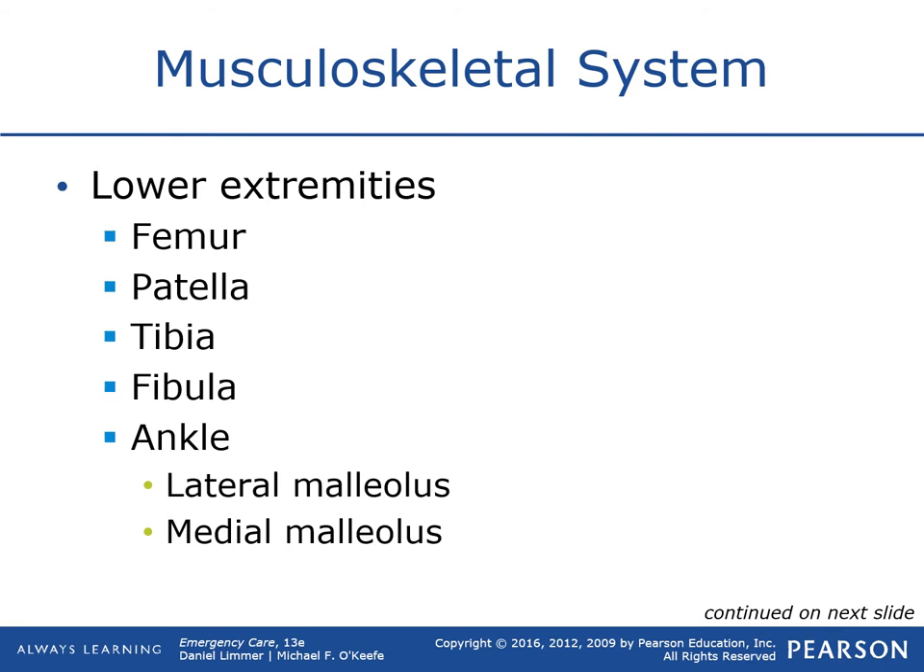And then your ankle consists of your lateral and medial malleolus. If you remember from your directional discussion and terminology, lateral would be the outside and the medial would be the inside. The medial is typically the end of the tibia, and the lateral is the end of the fibula.